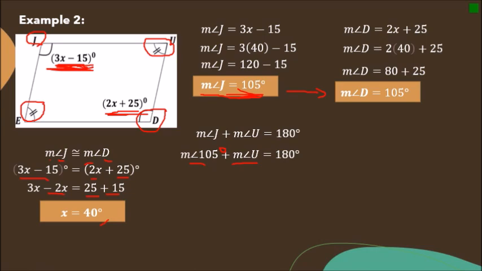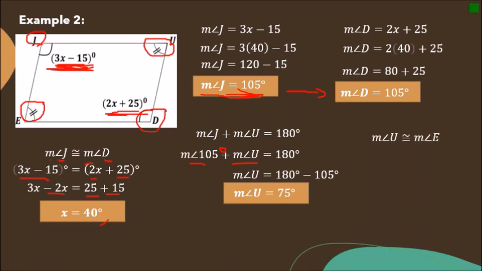Sorry, hindi ko natanggal yung L. So, we have 180 minus 105. The measure of angle U, therefore, is 75 degrees. Okay? Meron ka ng measure ng angle U. And then, since meron ka ng measure ng angle U, ang next na gagamitin natin na condition is the measure of angle U is congruent to the measure of angle E. Kasi magkatapat sila, congruent sila. Okay, so the measure of angle U is 75 degrees. Therefore, the measure of angle E is also 75 degrees.